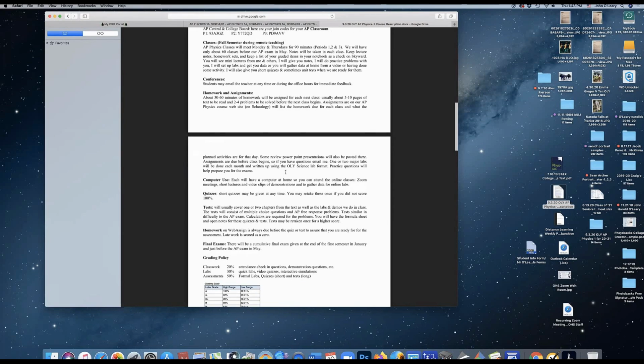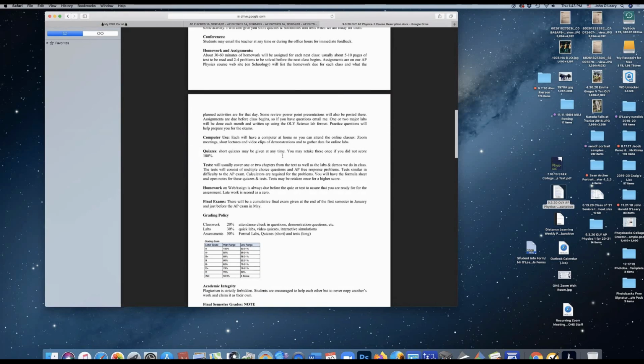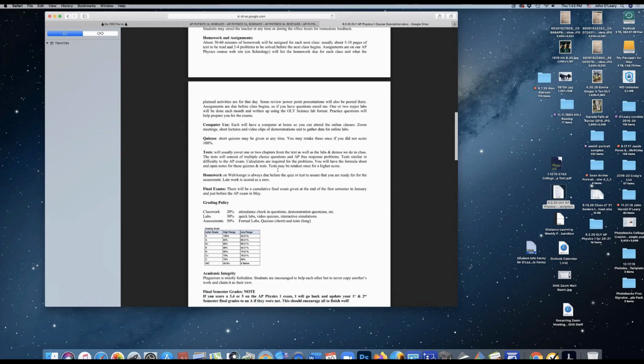We'll do some formal labs, maybe one a month. Computer use, you know about all that stuff. Quizzes may be given at any time. Short ones, you can take them over if you didn't get 100. Tests will be probably every 3 weeks or so, over a chapter or two. Open book, open notes, just not open people.